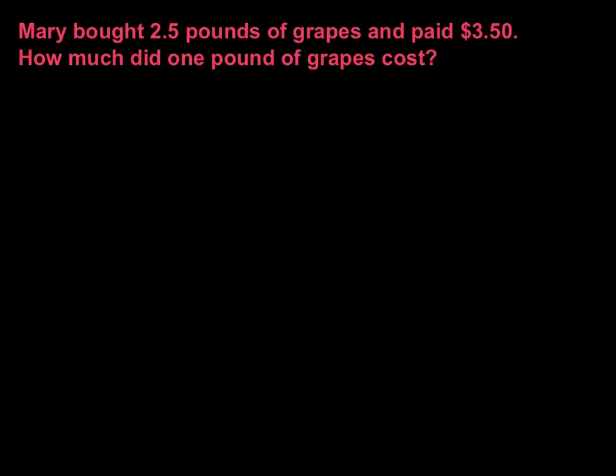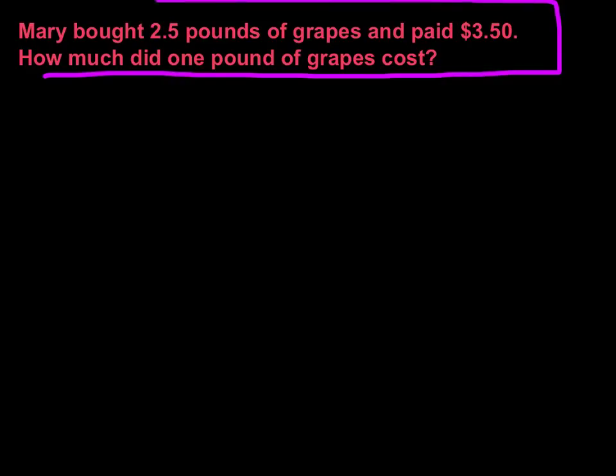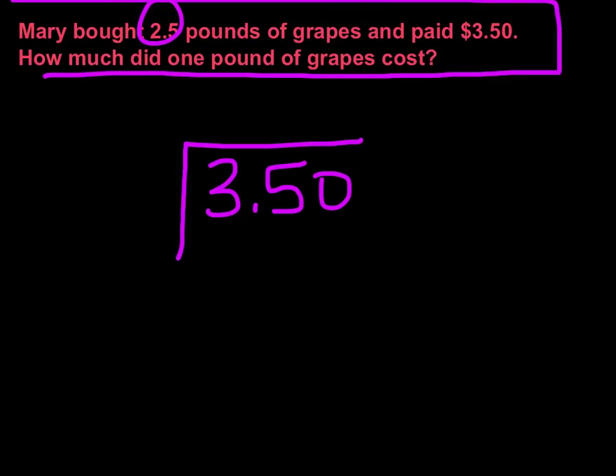And the last question from the pre-assessment. Mary bought 2.5 pounds of grapes and paid $3.50. How much did 1 pound of grapes cost? And just to clarify, this is the last question for the 1-point investigation on the pre-assessment. So we're going to take that $3.50 and divide it by 2.5 pounds to find out how much each pound cost.